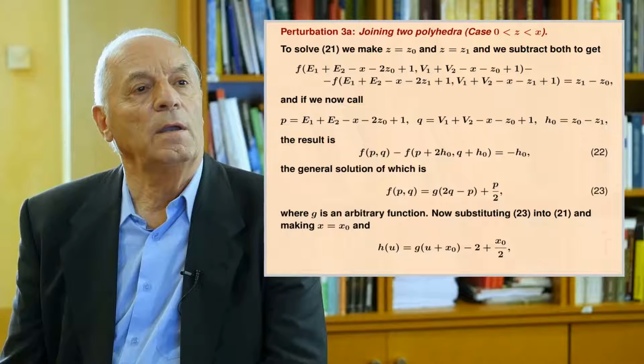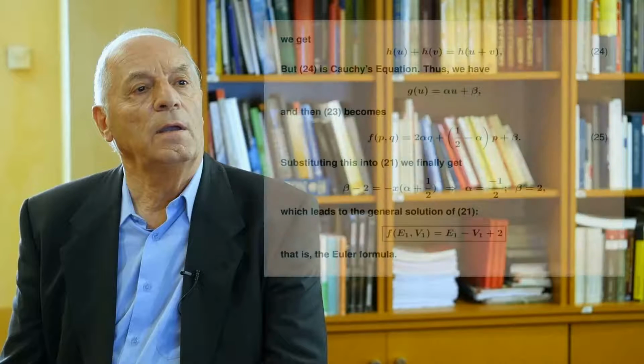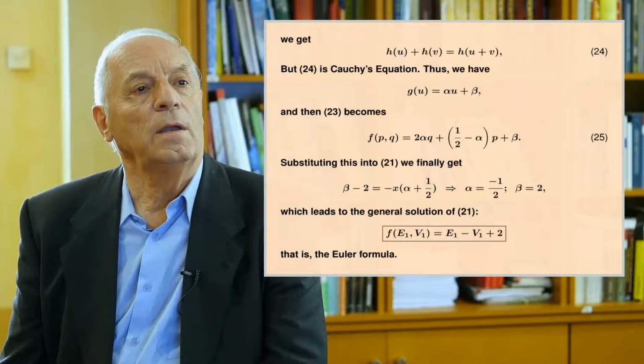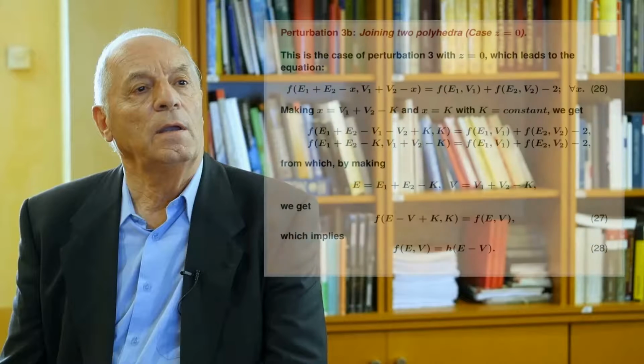Next, if we call p, q and h0 to the given values, we get expression 22, whose general solution is the one in 23, where g is an arbitrary function. Next, replacing 23 into 21 and making x equal to x0 and letting h of u be the indicated expression leads to the Cauchy equation 1, and 23 becomes expression 25. Finally, substitution of 25 into 21 gives alpha equal to minus 1/2 and beta equal to 3, that leads to the Euler formula.